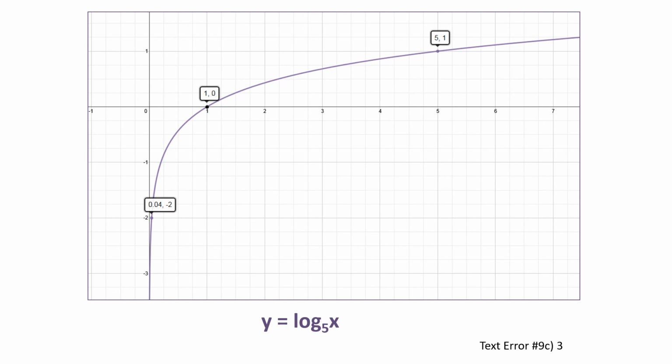Now, Desmos doesn't put the asymptotes in. We're going to talk more about asymptotes later, but we would have an asymptote running right down the y-axis right here. And that's it. That's the end of your introduction to the logarithmic function.